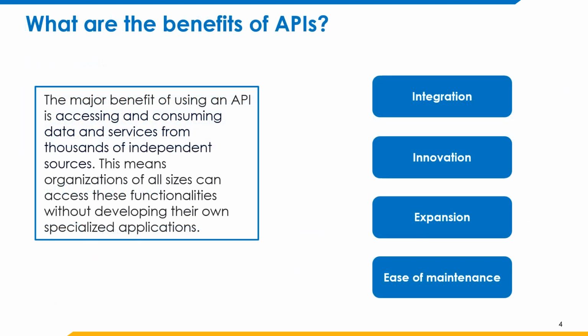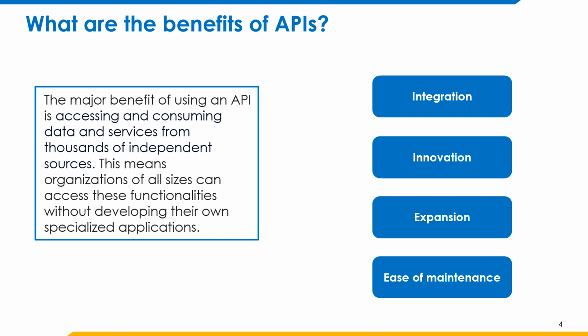In this slide, we are discussing the benefits of APIs. The major benefit of using an API is accessing and consuming data and services from thousands of independent sources. This means organizations of all sizes can access these functionalities without developing their own specialized applications.